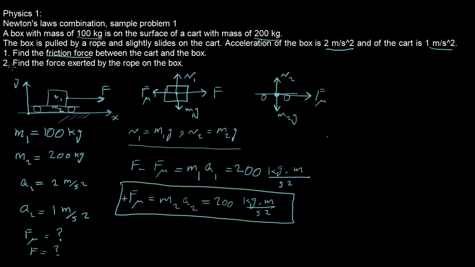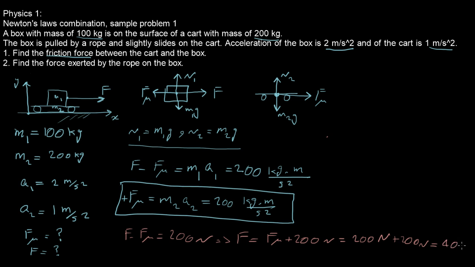To solve the other question, find the force exerted by the rope on the box, that means find F, we just need to use the other set of equation. So F minus F mu, this one, equals 200 newtons, and therefore F equals F mu plus 200 newtons. And from this we know F mu is 200, so 200 newtons plus 200 newtons equals 400 newtons, and that's it for the second question.